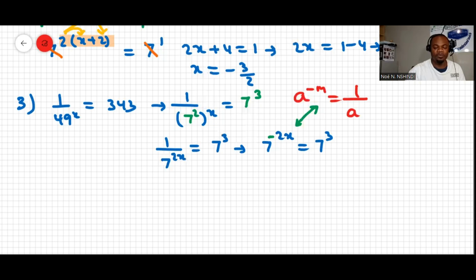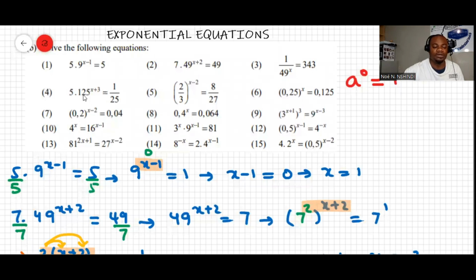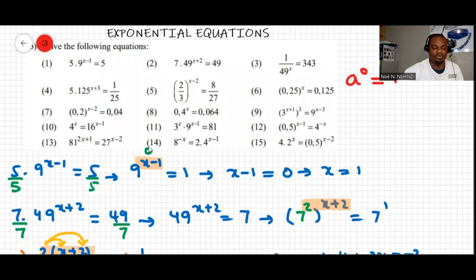Now that the bases are common, we can just drop the base and then equate the exponent. That makes negative 2x equal to 3, and to get the value of x, we'll divide by -2. We divide also by -2, and that makes x equal to -3 over 2. That was question 3. So the way we did question 3, I will leave you to practice to do question 4. Okay, over here you can divide by 5, or you can reduce. Let's just do question 4.